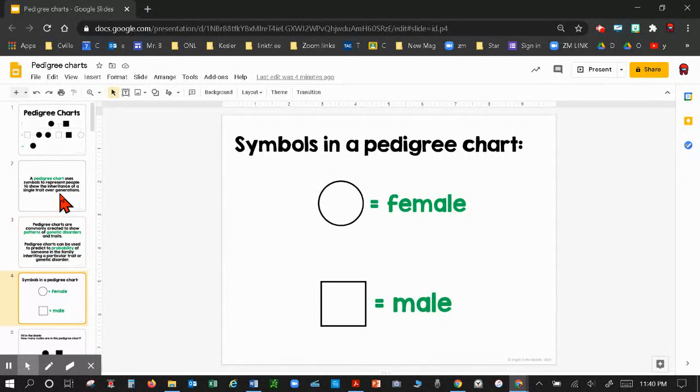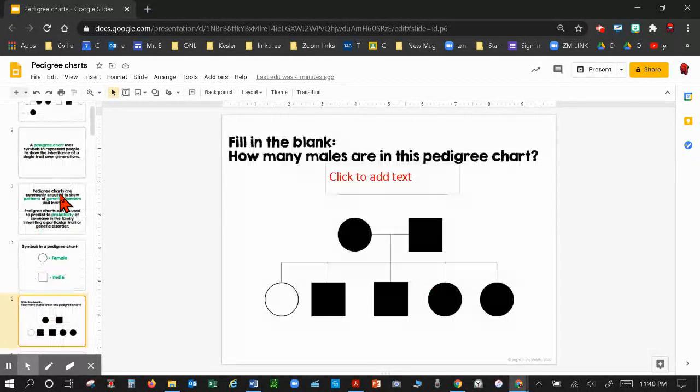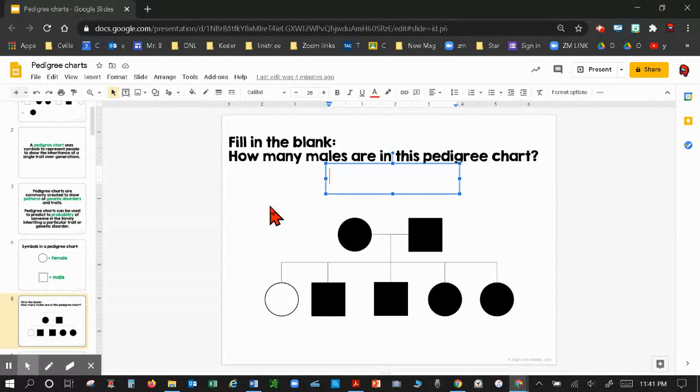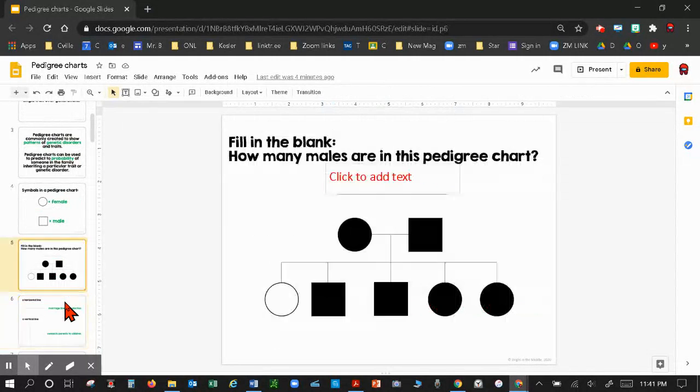pedigree. And so some basic symbols in a pedigree chart: circles represent females, squares represent males. When you look at this chart here, go ahead and click in this box. How many males do you see in this pedigree? Go ahead and pause the video and fill out your answer in that box there. Alrighty, so hopefully you got the answer correct. Let's take a look here. You should notice that there are roughly 3 males in that chart.